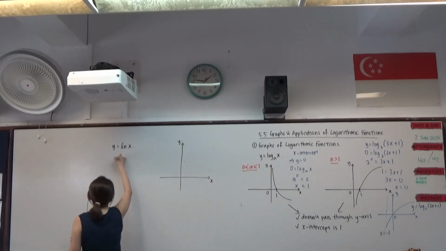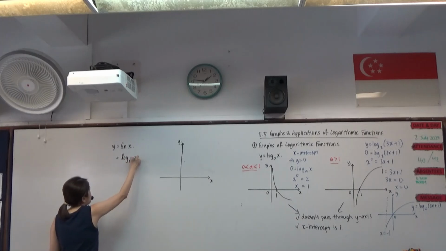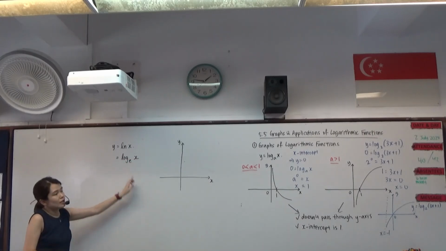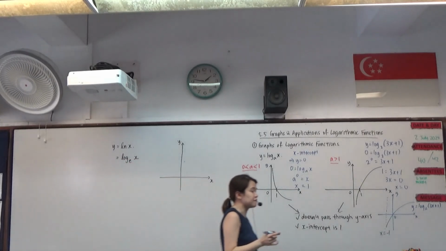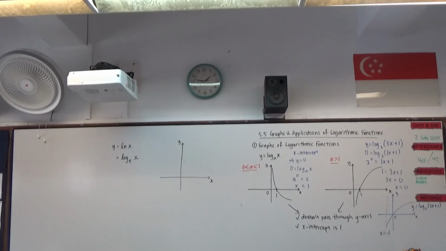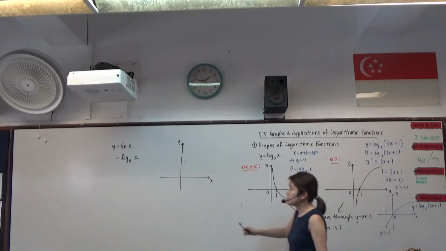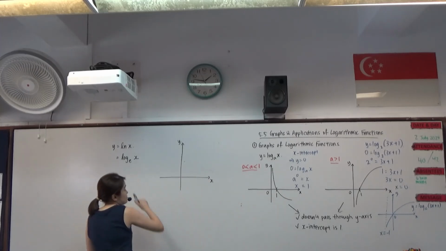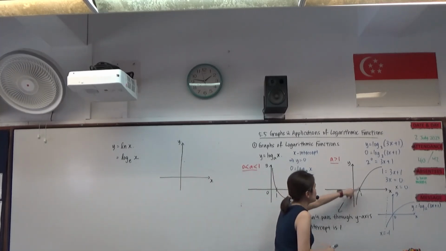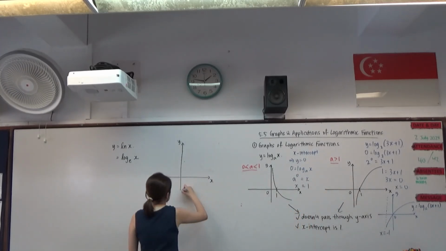Because ln is your natural log. It has a base of e. If you key in your calculator for the value of e, it is 2 point something. You can go and check. I hope I got it correct. It's 2.718. So because your base is more than 1, it should be getting this shape.